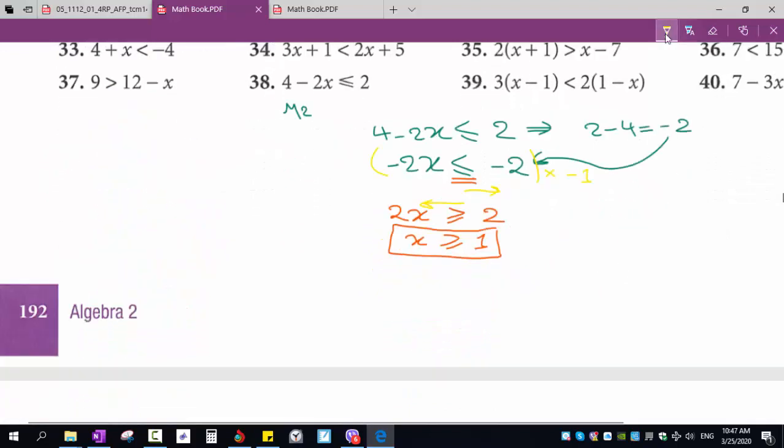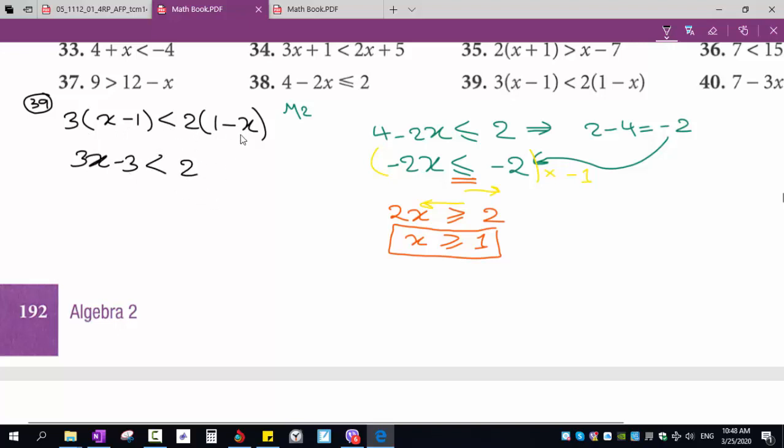Question 39, we have 3(x minus 1) is less than 2(1 minus x). Now, whenever you see brackets, it doesn't matter whether you are solving inequalities or equations, we have to expand the brackets first. Then 3 times x is 3x. 3 times negative 1 is minus 3. The symbol stays the same. 2 times 1 is 2. 2 times negative x is negative 2x.